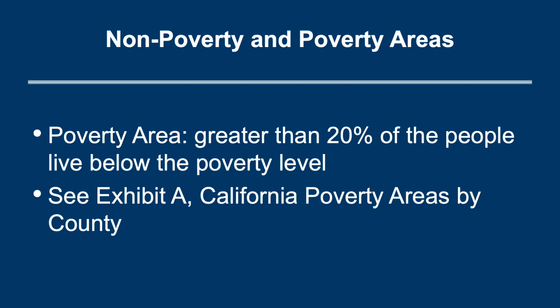For example, in Alameda County, 12% of the population lives below the poverty level. Therefore, this county is considered a non-poverty area. In Merced County, 24% live below the poverty level. Therefore, the population is considered to be living in a poverty area.